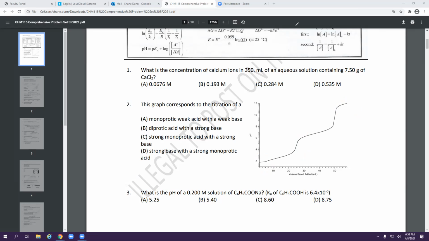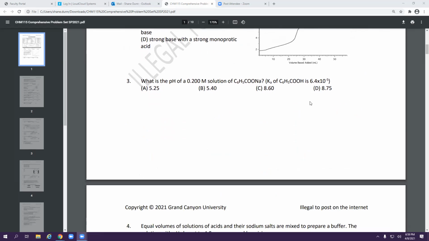Number 3. What is the pH of a 0.2 solution of C6H5COONa? And the Ka is this. So there are a couple things to do. First off, before we solve the problem, let's talk about acids real quick. I'll put green for acids.